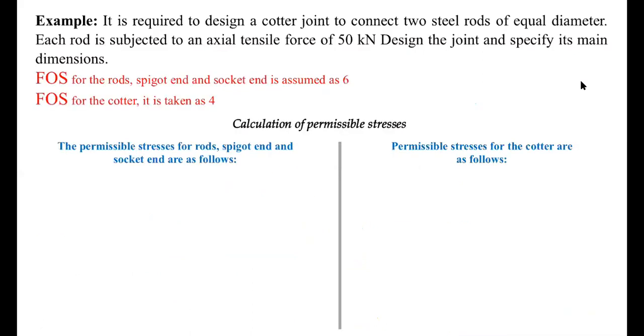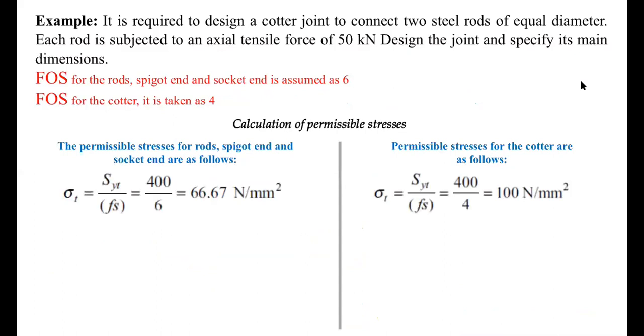Next we will calculate the allowable stresses. These are the yield stresses, so we divide by the factor of safety. First we calculate sigma T, which is yield stress divided by factor of safety. For rod, spigot, and socket, we divide 400 by 6, so the answer is 66.67 newton per mm square. Same for quarter: the yield tensile stress is 400, and the factor of safety for quarter is 4.